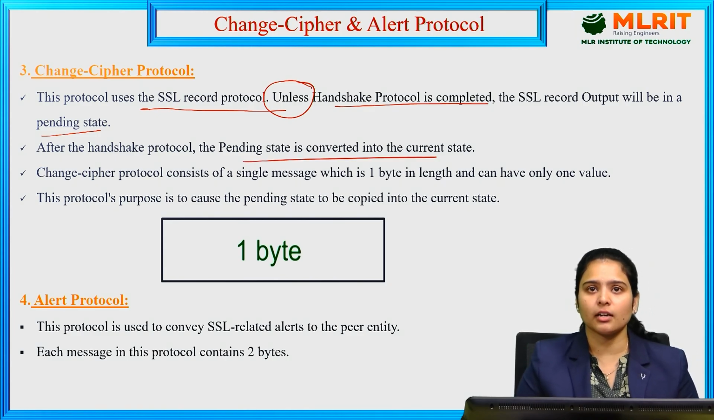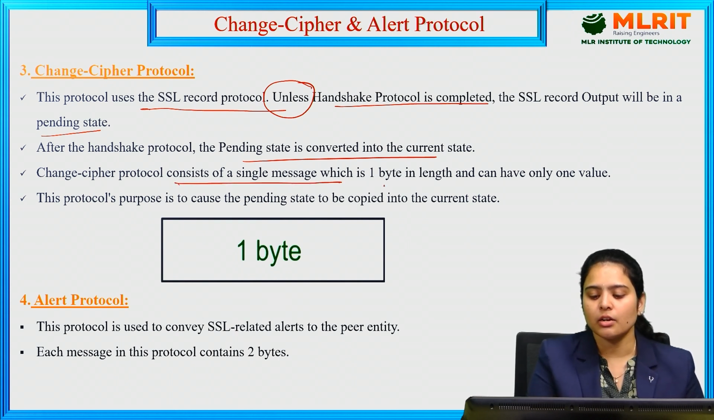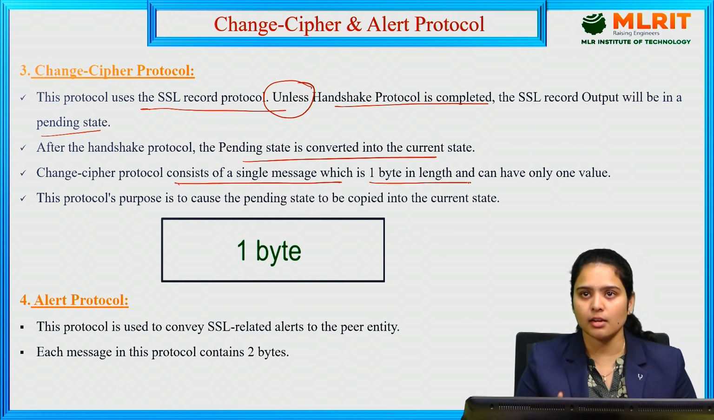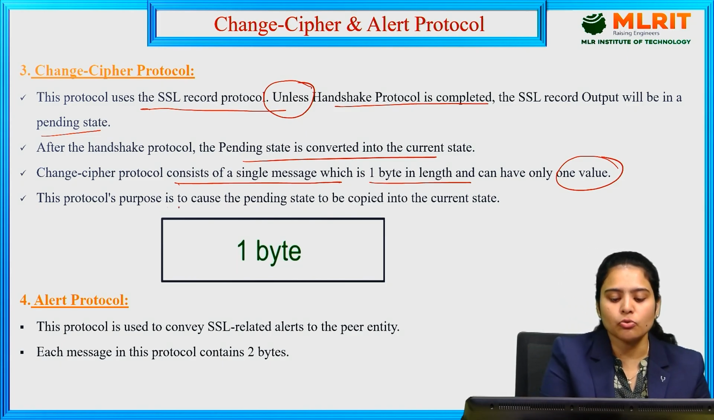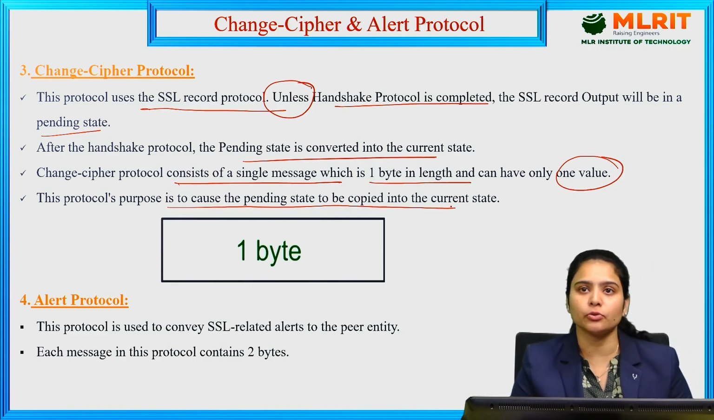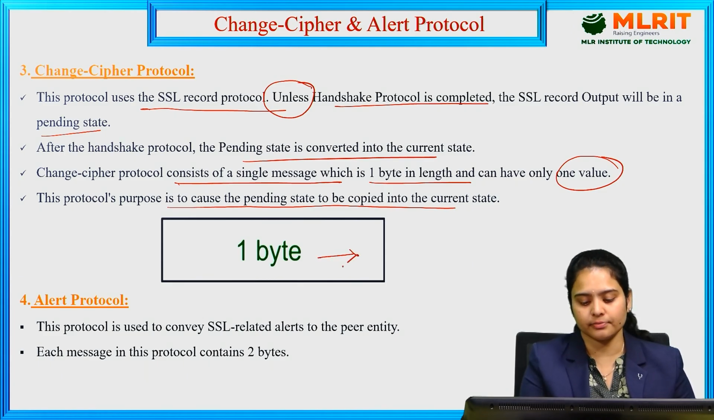After it is converted to the current state, it consists of a single message which is 1 byte in length, and it can have only one value. So that is the only one value, or 1 byte, in the change cipher protocol. The purpose of this protocol is to cause the pending state to be copied into the current state. That is the main theme of the change cipher protocol. That is the 1 byte here.